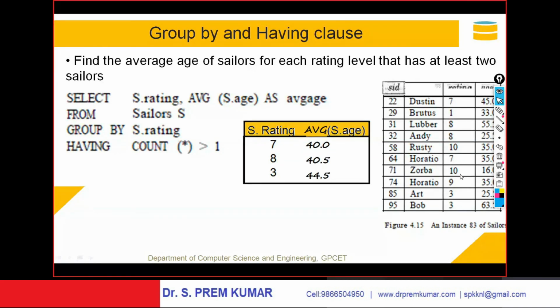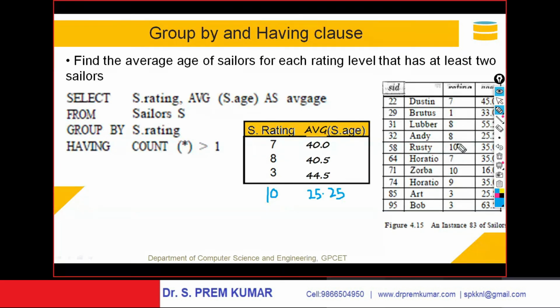Coming to 10 and 10, you need to find the average of this 10. Here in the output you need to consider 10, because there are at least 2 sailors. Here one 10 is 35 and the other 10 is 16. It comes to 51, so the average becomes 25.5 or so.